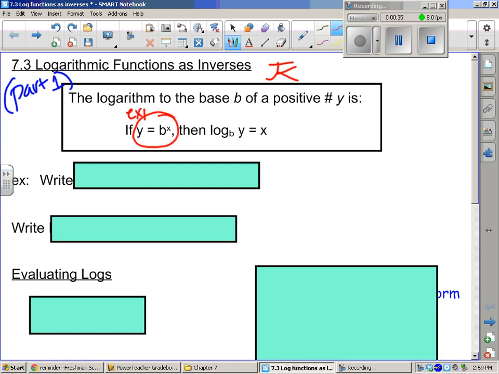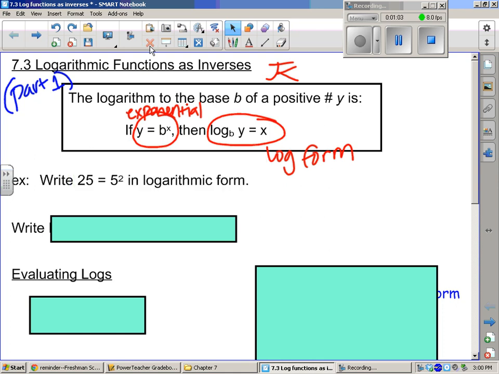This is called exponential form, and that kind of makes sense. There's a number to an exponent. And then this is called log form, or logarithmic form. And I think that makes sense because there's the word log in it. So logarithms are going to help us solve for exponents, which we've never done before without guessing and checking. So part of your assignment today is just practicing switching between the two forms.